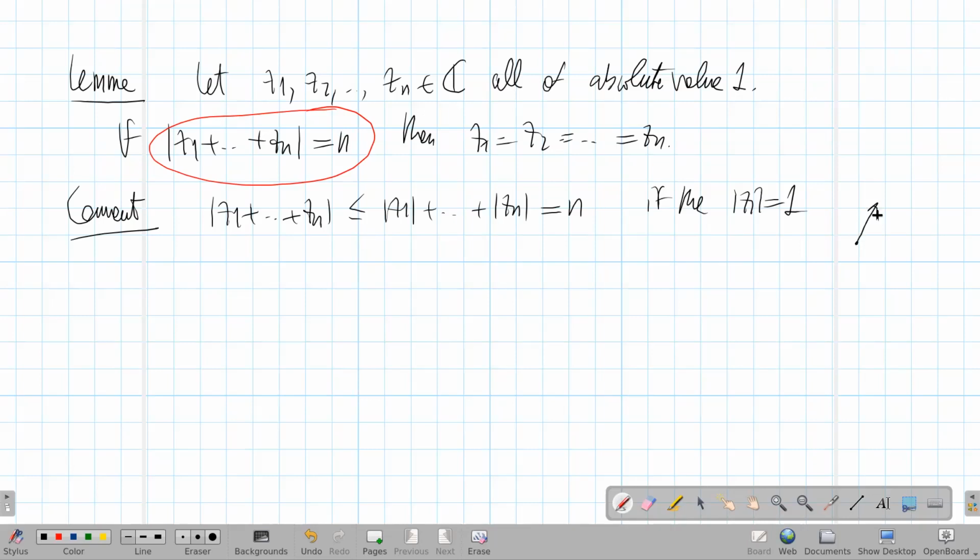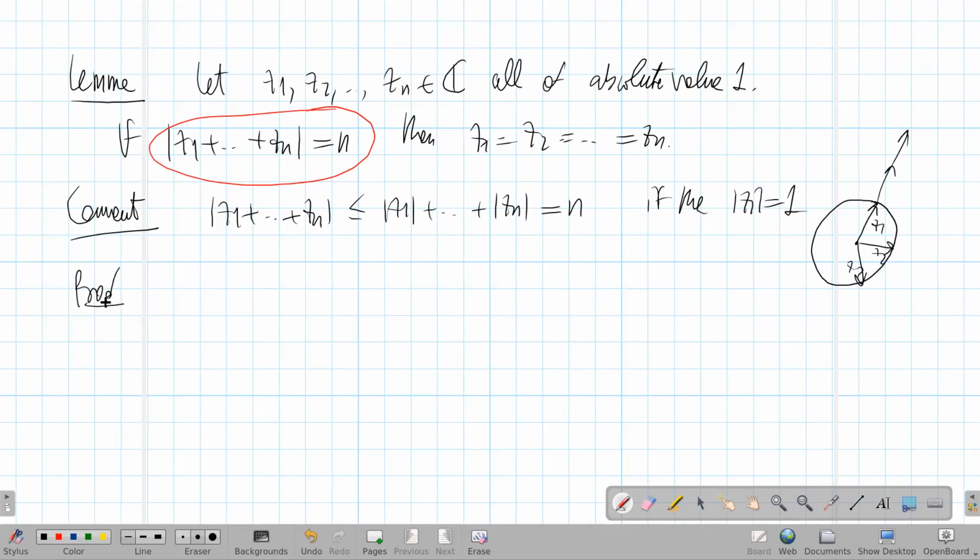That is, we have all these zi of absolute value 1. So, well, this is supposed to be a circle. They all lie on the circle of radius 1, centered at 0. And the point is that the only way for their sum to have absolute value n is when they are aligned, when they are pointing in the same direction. Otherwise, you lose something. Let's see the proof.